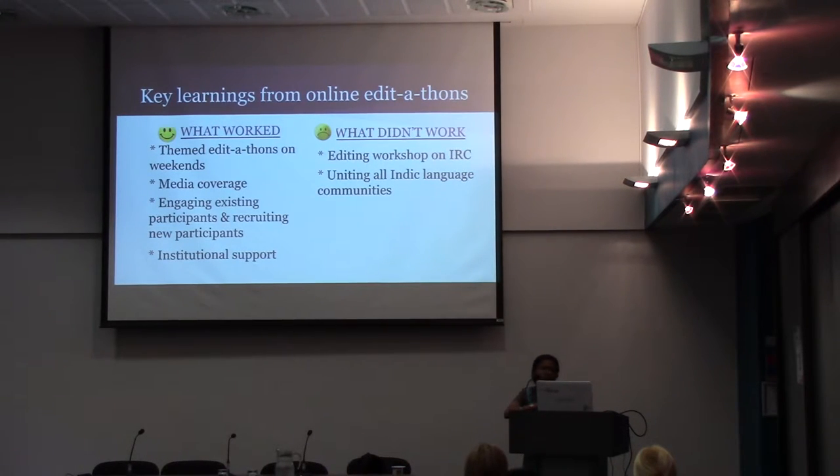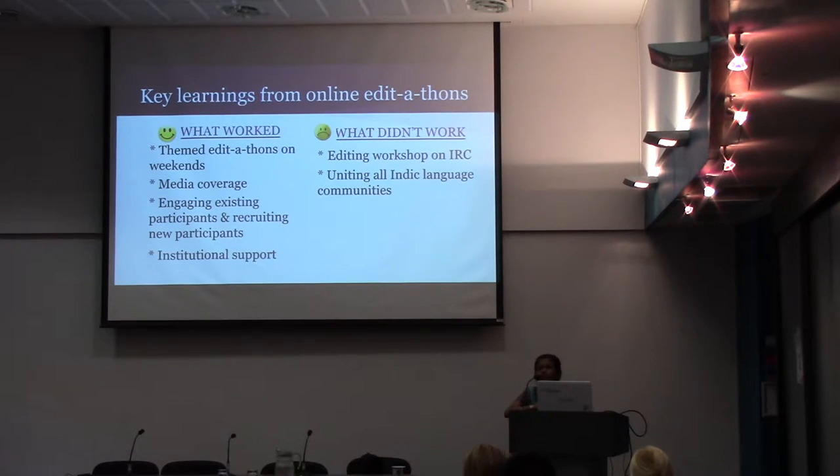The event also helped us in recruiting new participants, but we are not really sure if the recruited participants are really motivated to continue to edit, because it has been only 4 months since we did this, and I do not have the technical expertise to do the analysis to find out the level of engagement. Probably I'll be able to tell you in a year or so after using survey tools. But for engaging existing participants, we think that it's really good.